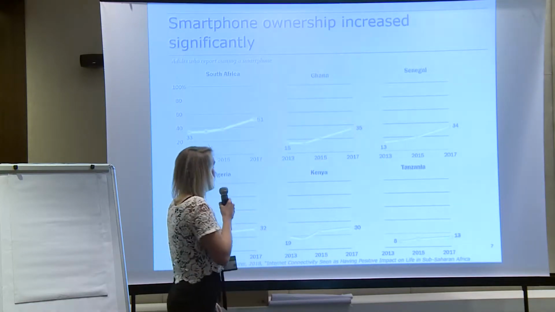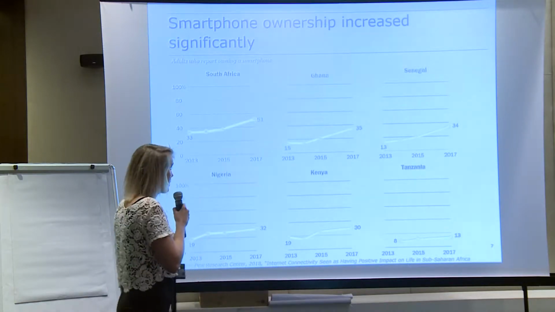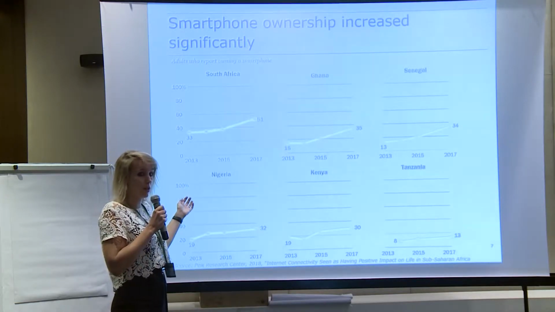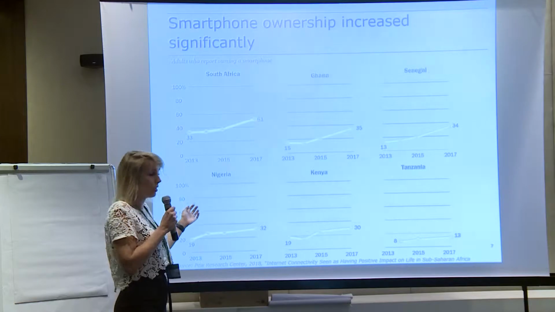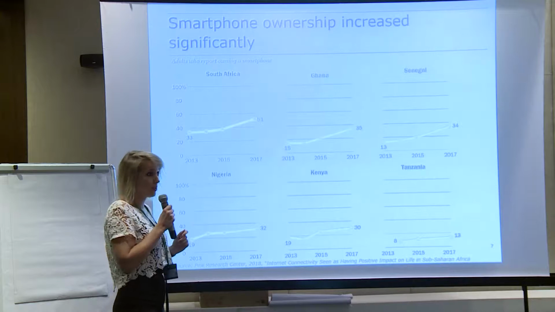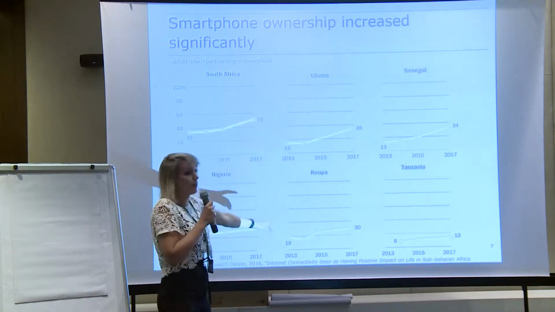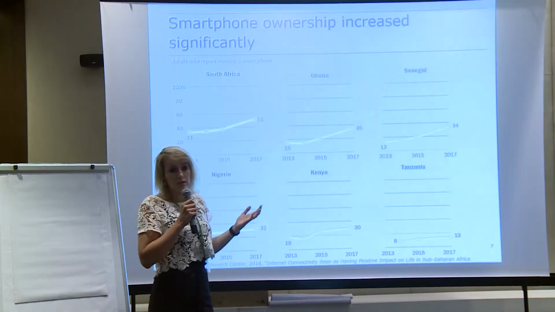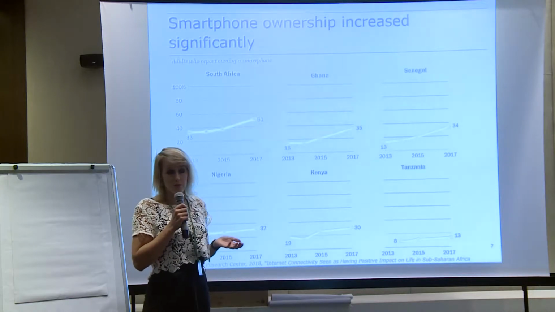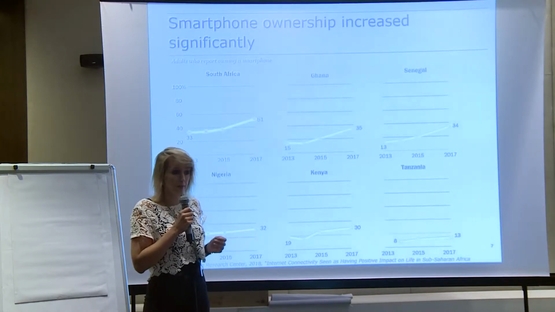So these are the numbers of specific countries in sub-Saharan Africa. What you can see is that the number of people that own a smartphone increased from 2013 to 2017, and it increased significantly in South Africa, in Ghana, in Nigeria, and in Kenya. So what you can see from these figures is that the application of a smartphone tool in your research might be interesting.